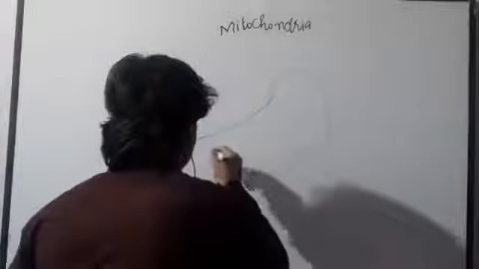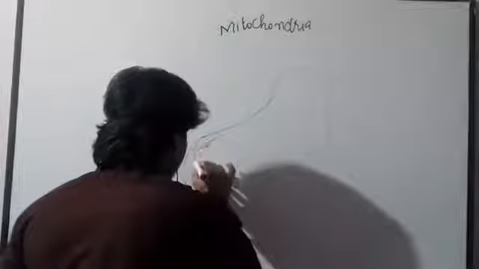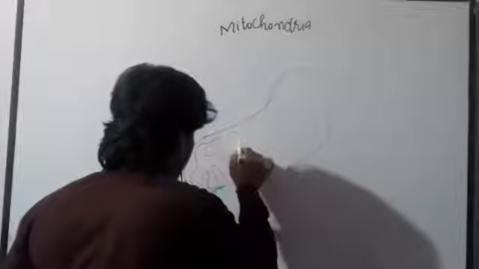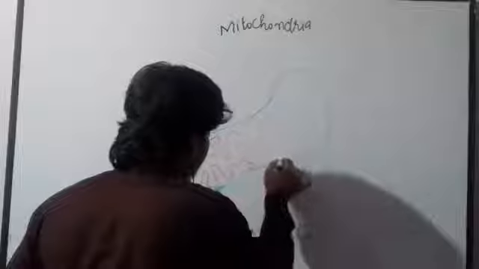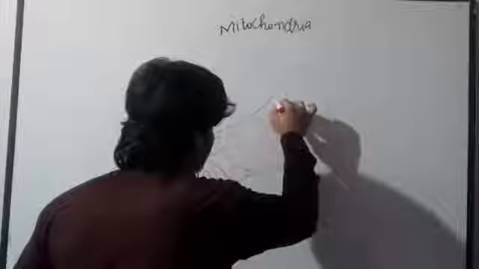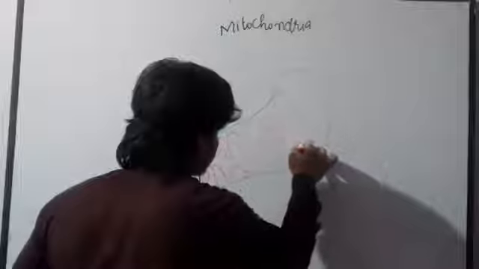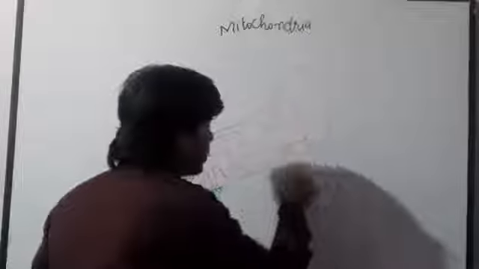We have another membrane which is also present inside the mitochondria, and this is in an irregular form, as I am drawing. Now this is the inner membrane of the mitochondria, and this is the outer membrane.